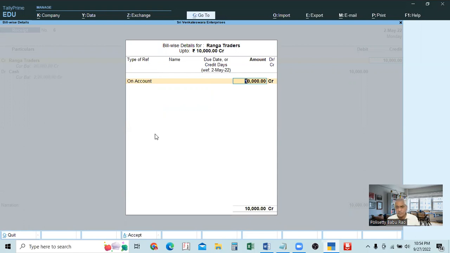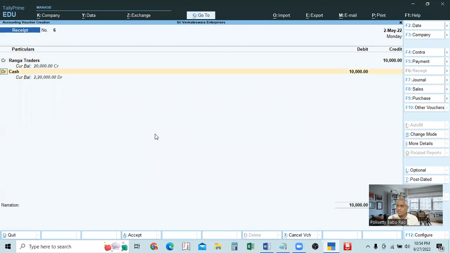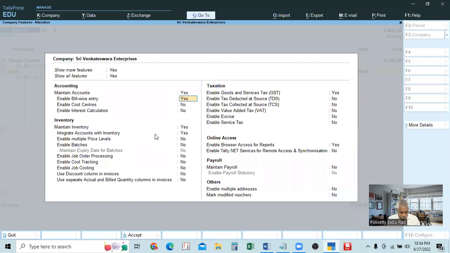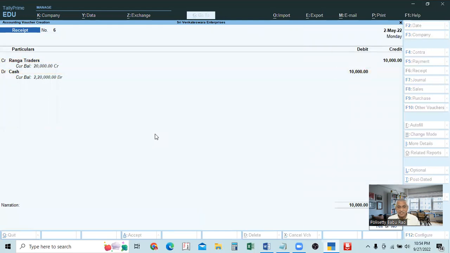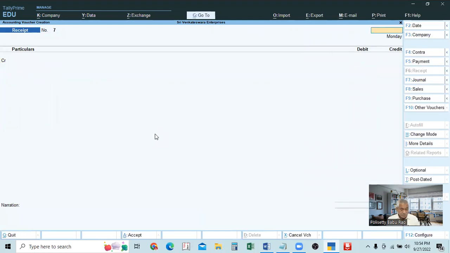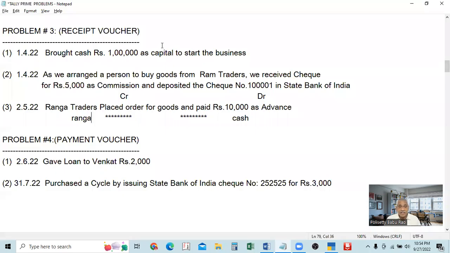Okay. So just to take on account, or you disable that one, it will not ask anything. If you make it no, then it will not ask anything. Just simply it will go. Okay. So this is the method of recording this.